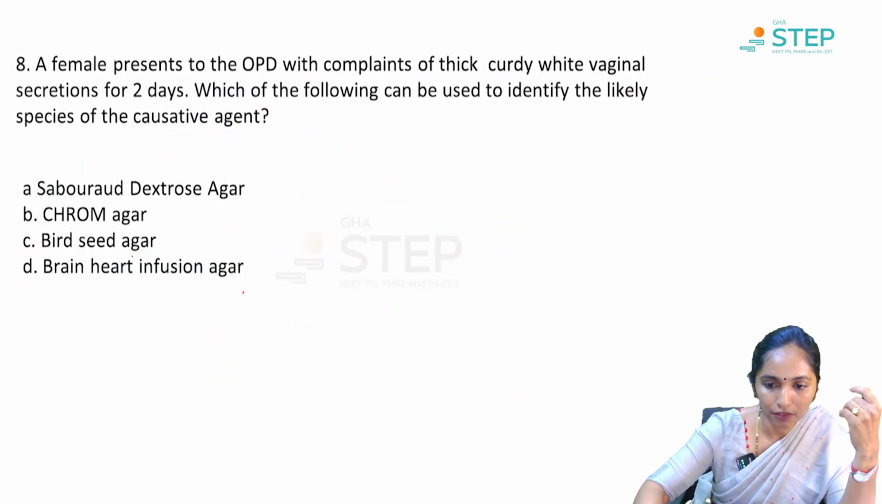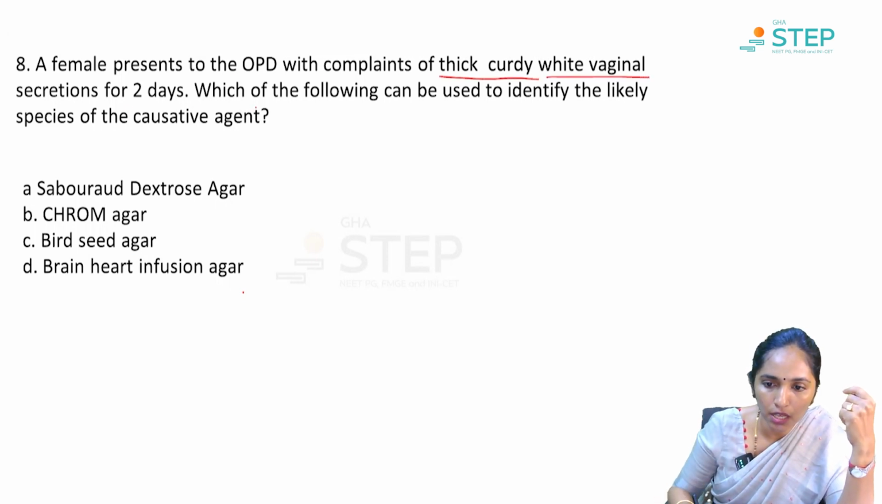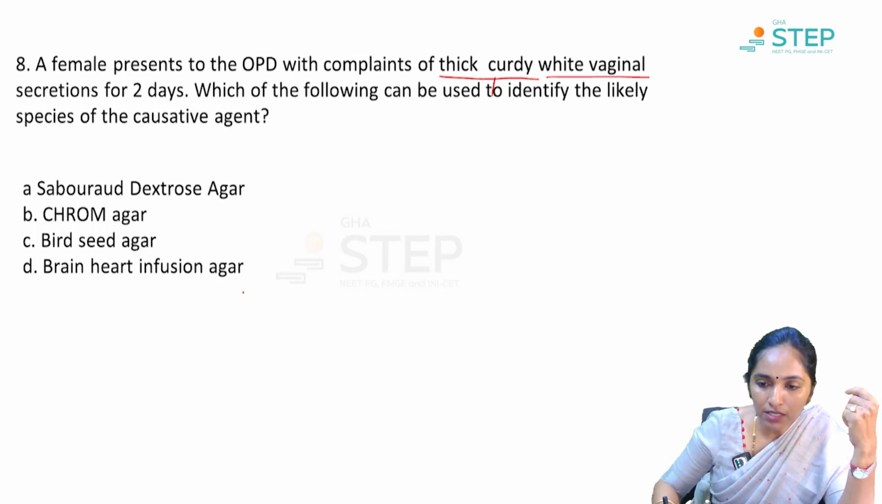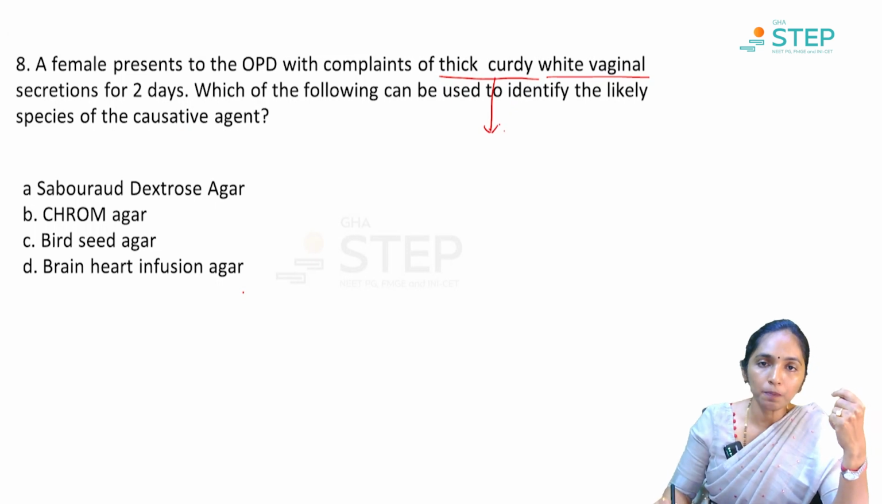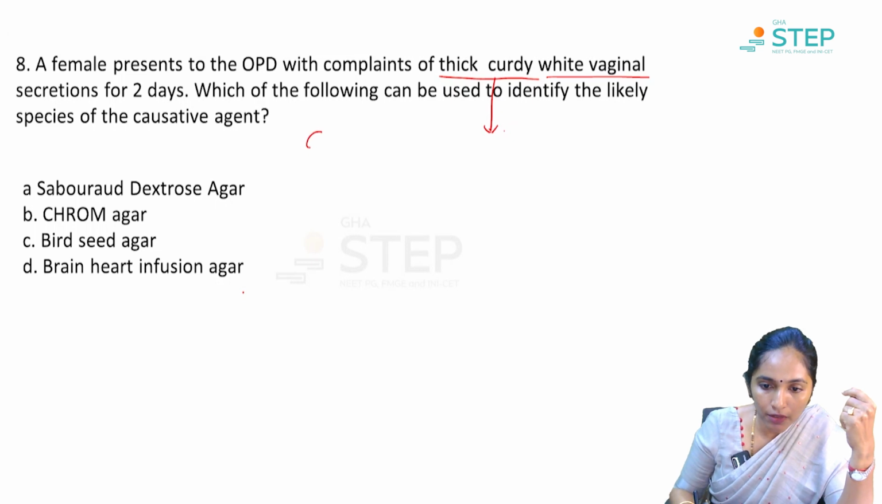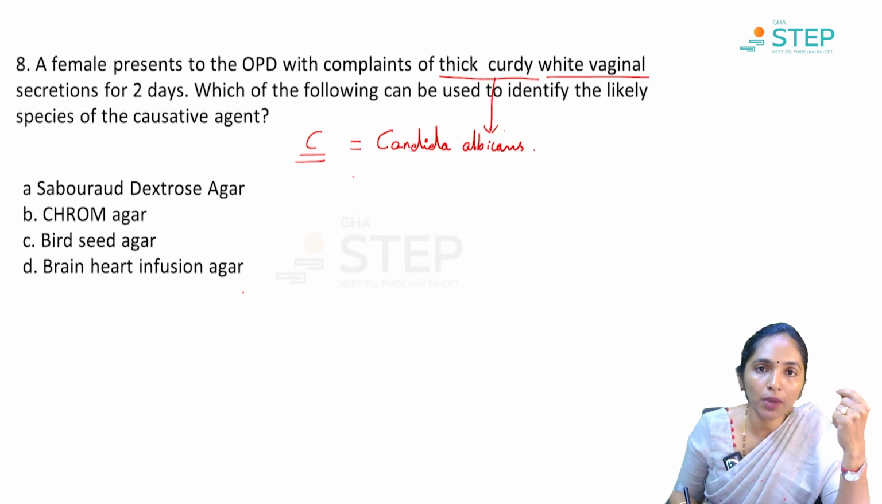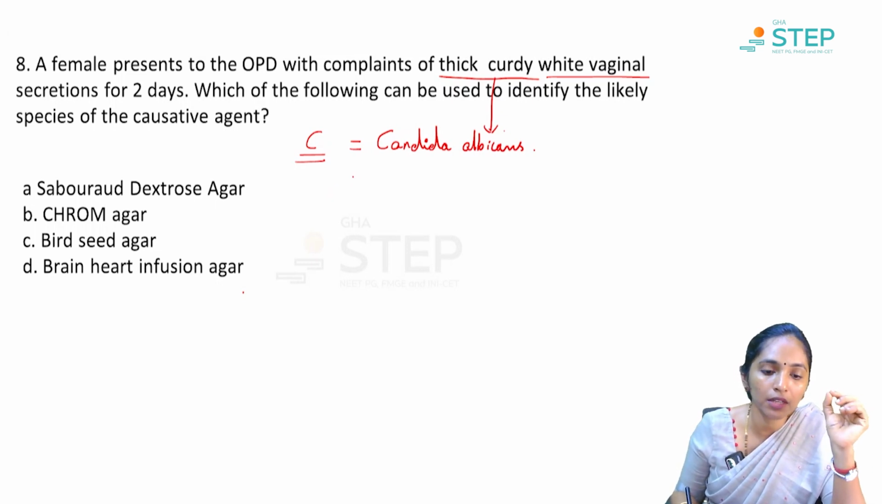Okay. Fine. So the next one: a female presents to the OPD with complaints of thick, curdy white vaginal discharge for 2 days. Which of the following can be used to identify the likely causative agent? This is one which is repeated many times, where the classical history is that of curdy white vaginal discharge. Always remember this curdy white is equal to another C, that is Candida. So Candida albicans is the agent which causes vaginal candidiasis, where there will be curdy white vaginal discharge.